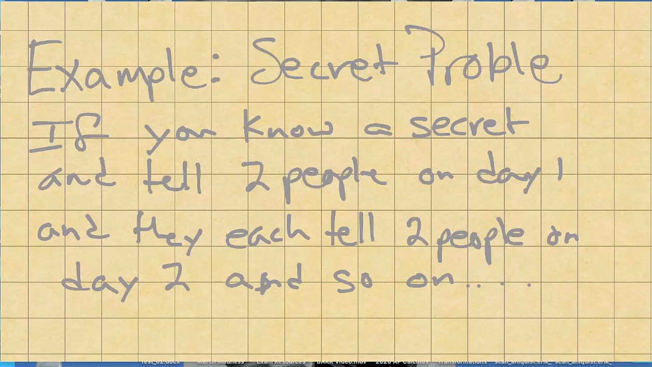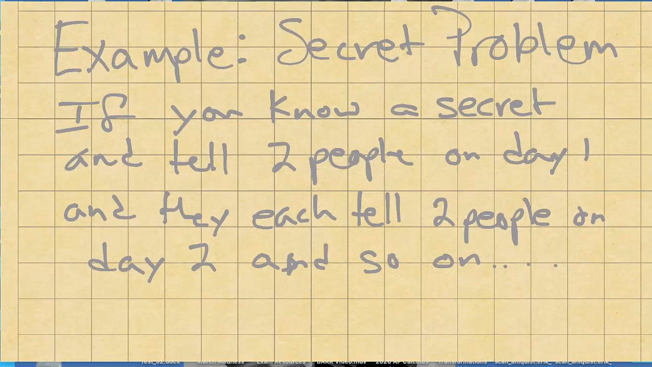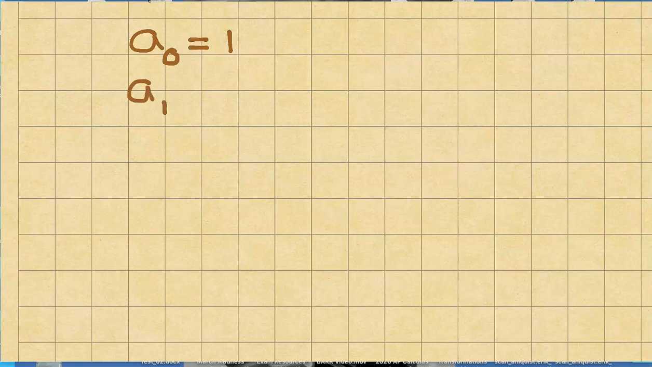You've got this secret, and you're trying to figure out, okay, wow, how many people are going to be told on the 15th day? What's going to happen even beyond that? So when you think about what that looks like, let's write out some things. On day 0, you are the only one that knows this secret. So you're only one person. On that first day, you have told two people. On the second day, they each tell two people. So now we're up to 4 people told.